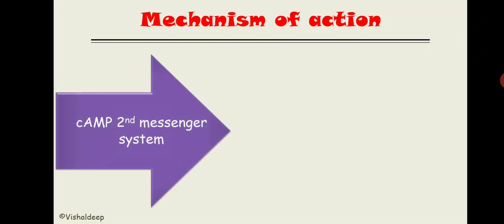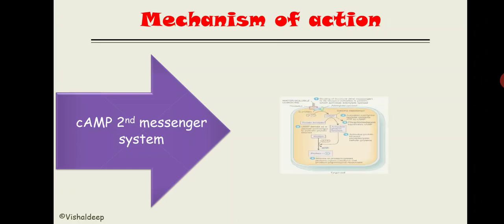So parathyroid hormone uses cyclic AMP as the second messenger system. And if you go through my first lecture about receptor and signaling, you already know what the cyclic AMP messenger system is and how this messenger system works. So let me give you a picture.